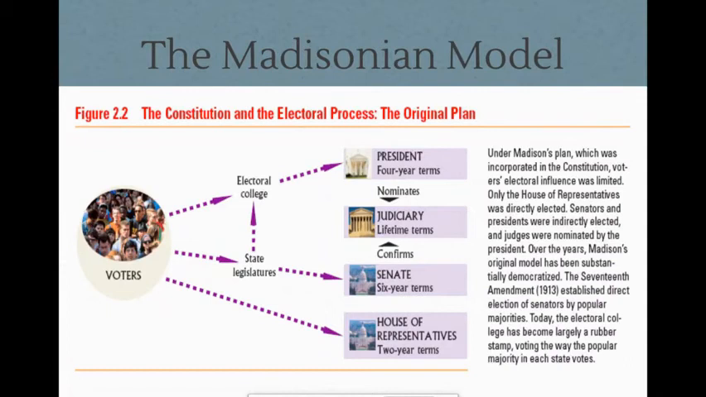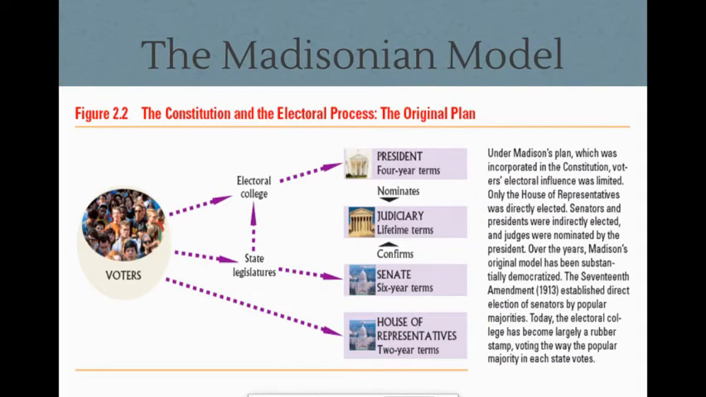Okay. So the idea would be, right, we would have the president, 4-year term, judiciary, life terms, Senate 6, House 2. Okay. House is represented by the voters. They're elected directly. Senate is elected by the state legislatures. Judiciary is nominated. And the president is awarded the win by the Electoral College. Okay?